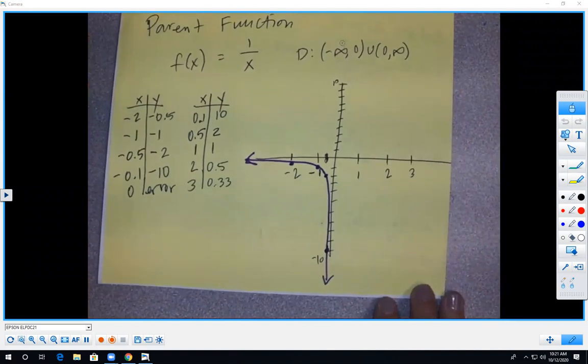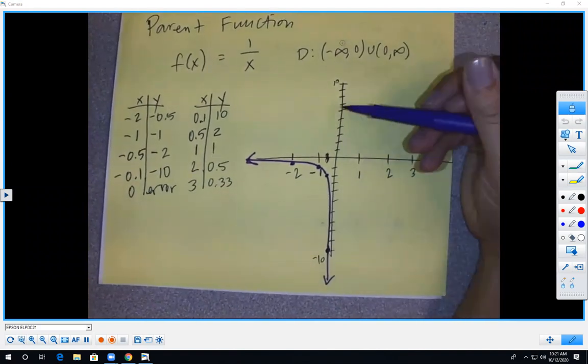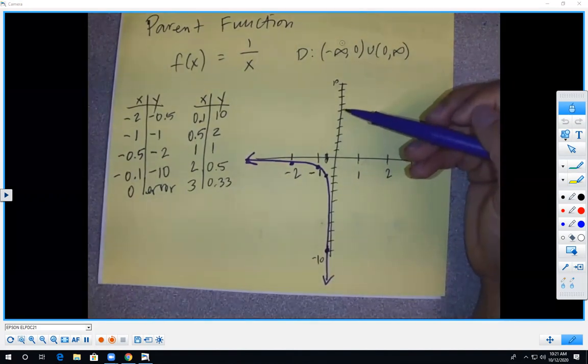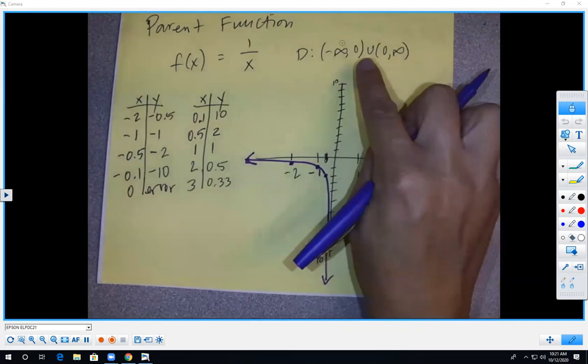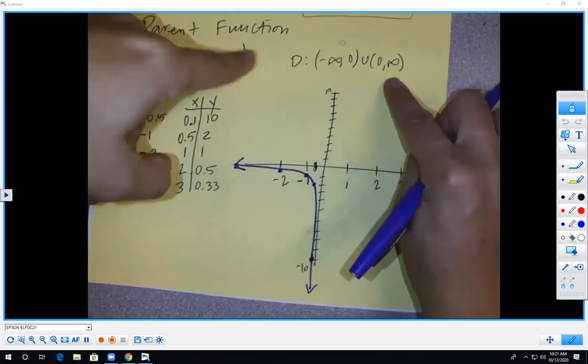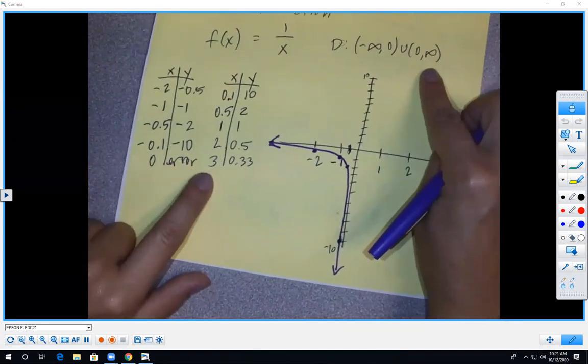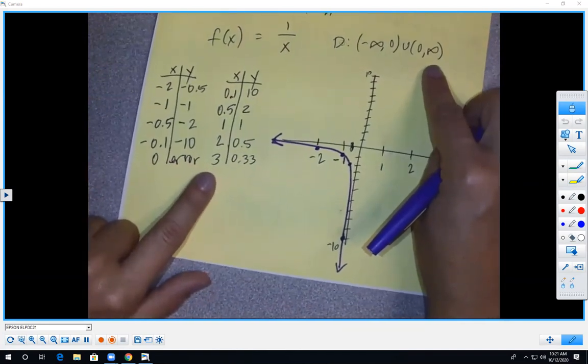And that should make sense on the y-axis. Why is your graph never going to touch the y-axis? Because we have that we're not allowed to have 0, right? You can't plug in 0 and get an answer there. It says error. So it's going to get really, really, really, really close to it, but it's never actually going to touch it.